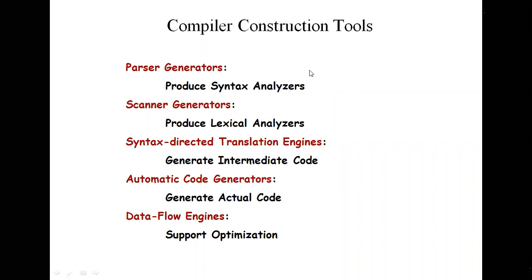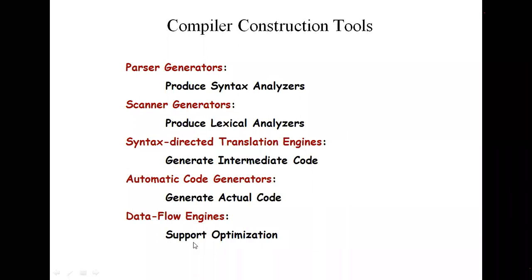We are using these compiler tools and implementing each and every phase with them. You all know the syntax analyzer can also be called a parser, so it produces syntax. The scanner is a lexical analyzer, and it produces the lexical analysis. Syntax directed translation produces an intermediate code representation. And finally, we need an actual target code, so for generating that target code we use the automatic code generator tool.